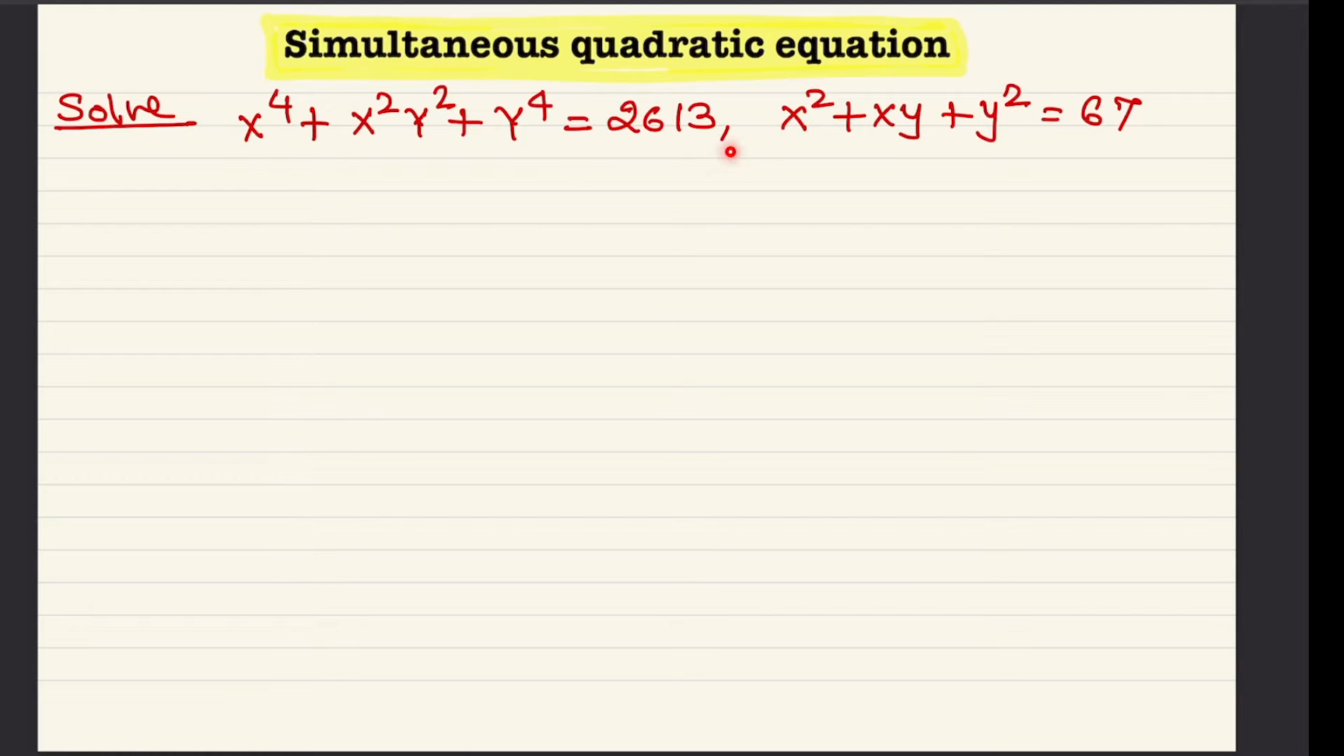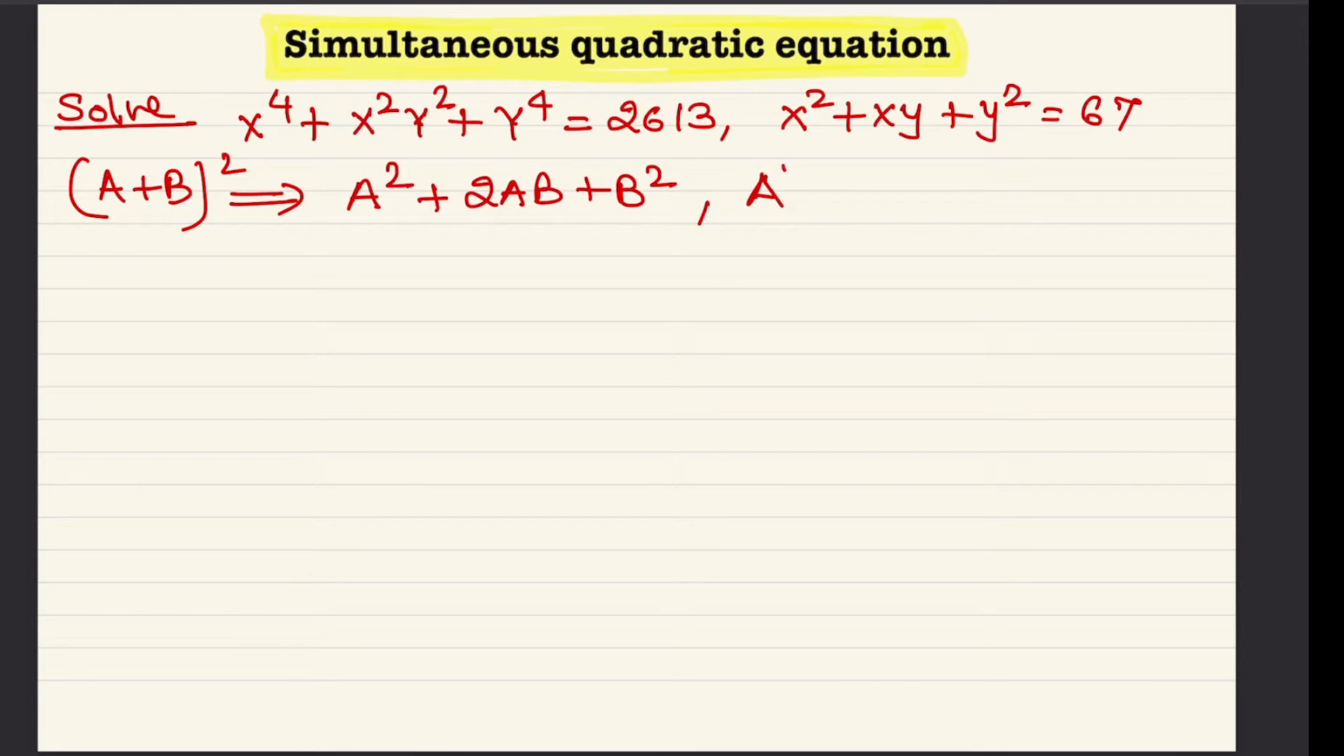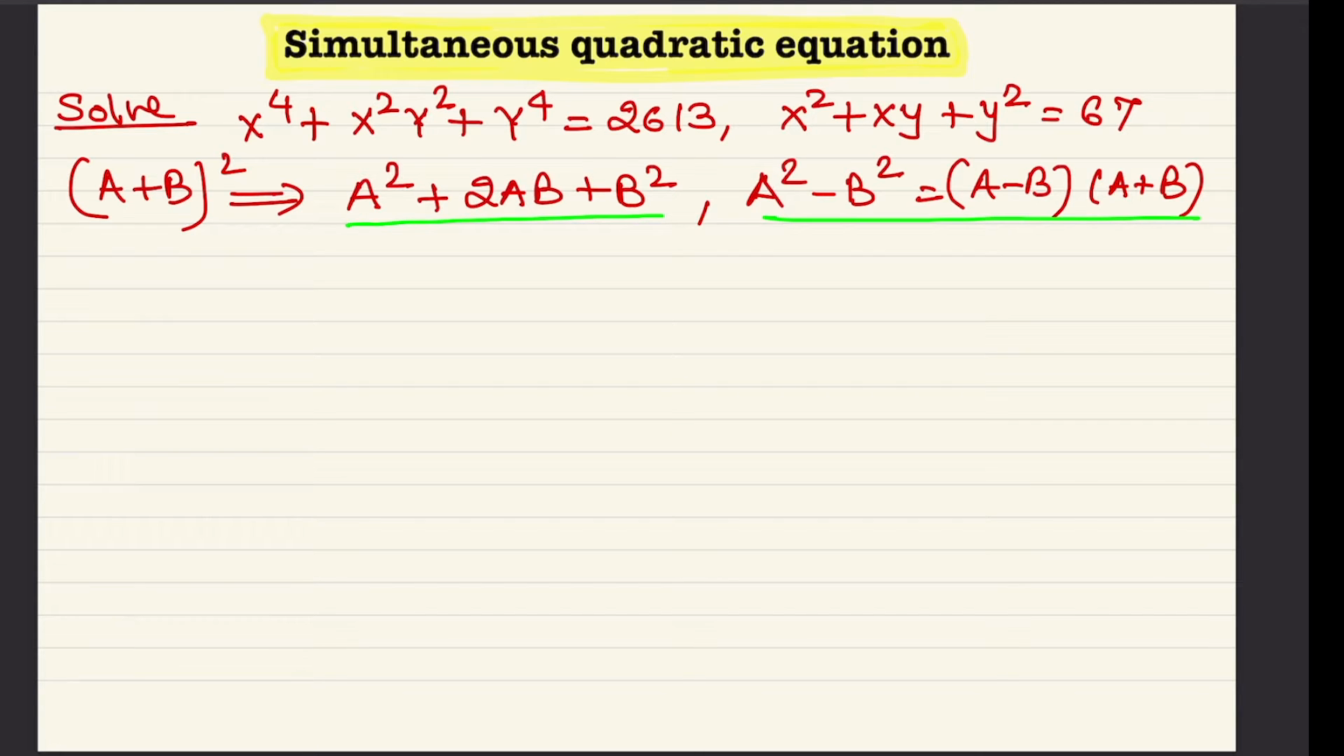In order to solve these two equations, we have to use two identities, that is (a plus b) whole square will give you a square plus 2ab plus b square, and the second one, a square minus b square equal to (a minus b) and (a plus b). Now I will highlight these two identities. These are the two identities we are using in this question.